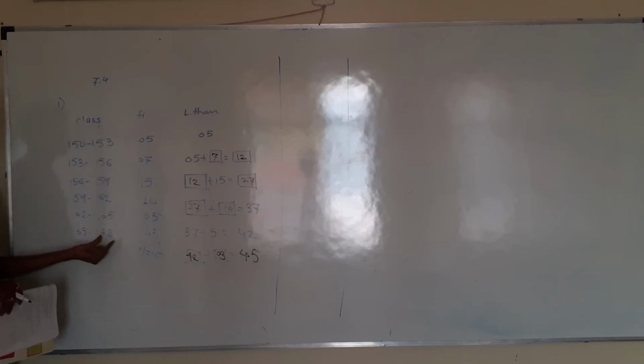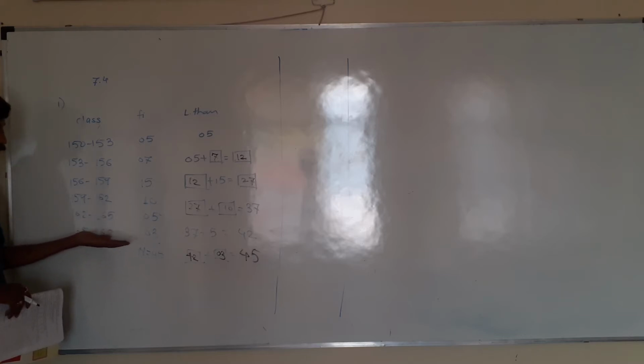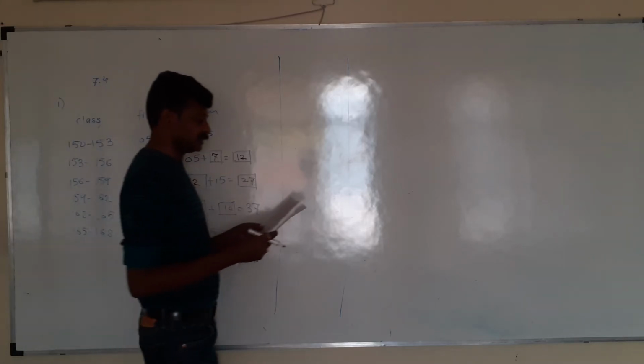All the frequencies will come, because this is also more than 150. More than 150, this will also come. More than 150, this will also come. So more than 150 means addition of all the frequencies. So in this case we have to start the addition from bottom to top. Let us write first what the given information is.